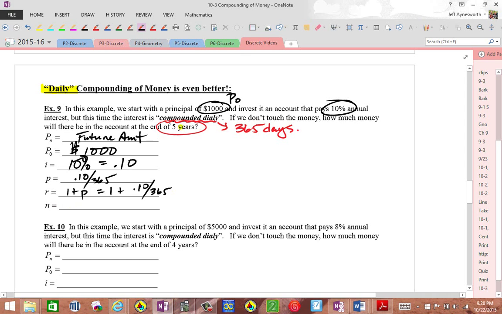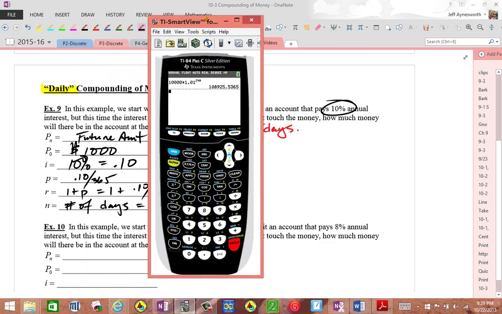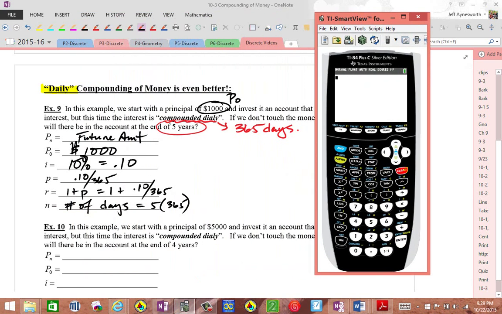How many days in 5 years? Well, let me see. This is the number of days now. Because of that, it's 5 times 365. If you can't do that in your head, no big deal. Work it out. Use your calculators. 1825.